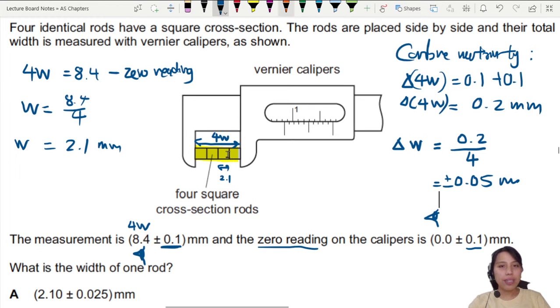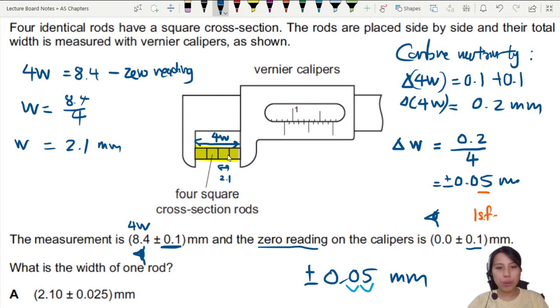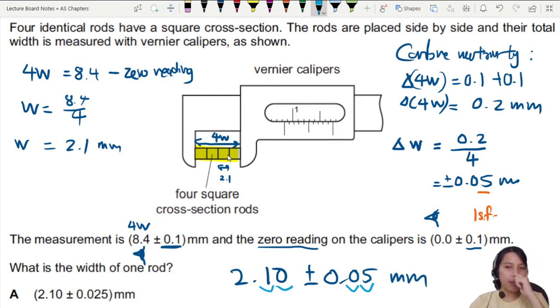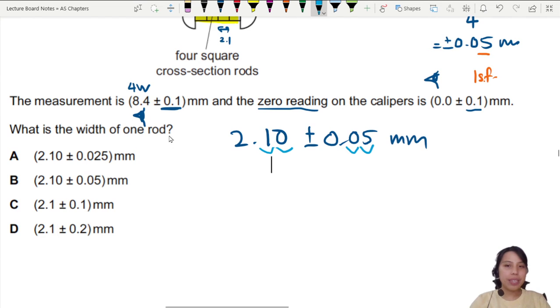So when you're writing the final answer, the first step you want to do is make sure you round off to 1 SF. So 1 SF, 0.05 looks good. Okay, we'll keep 1 SF. So plus minus 0.05, keep your unit. Then your value must follow the same decimal place. So if this is 2 decimal places, that means your answer should also have 2.10. Follow 2 decimal places. So based on this, the closest value is B. So the answer that we can choose for this uncertainty is B.